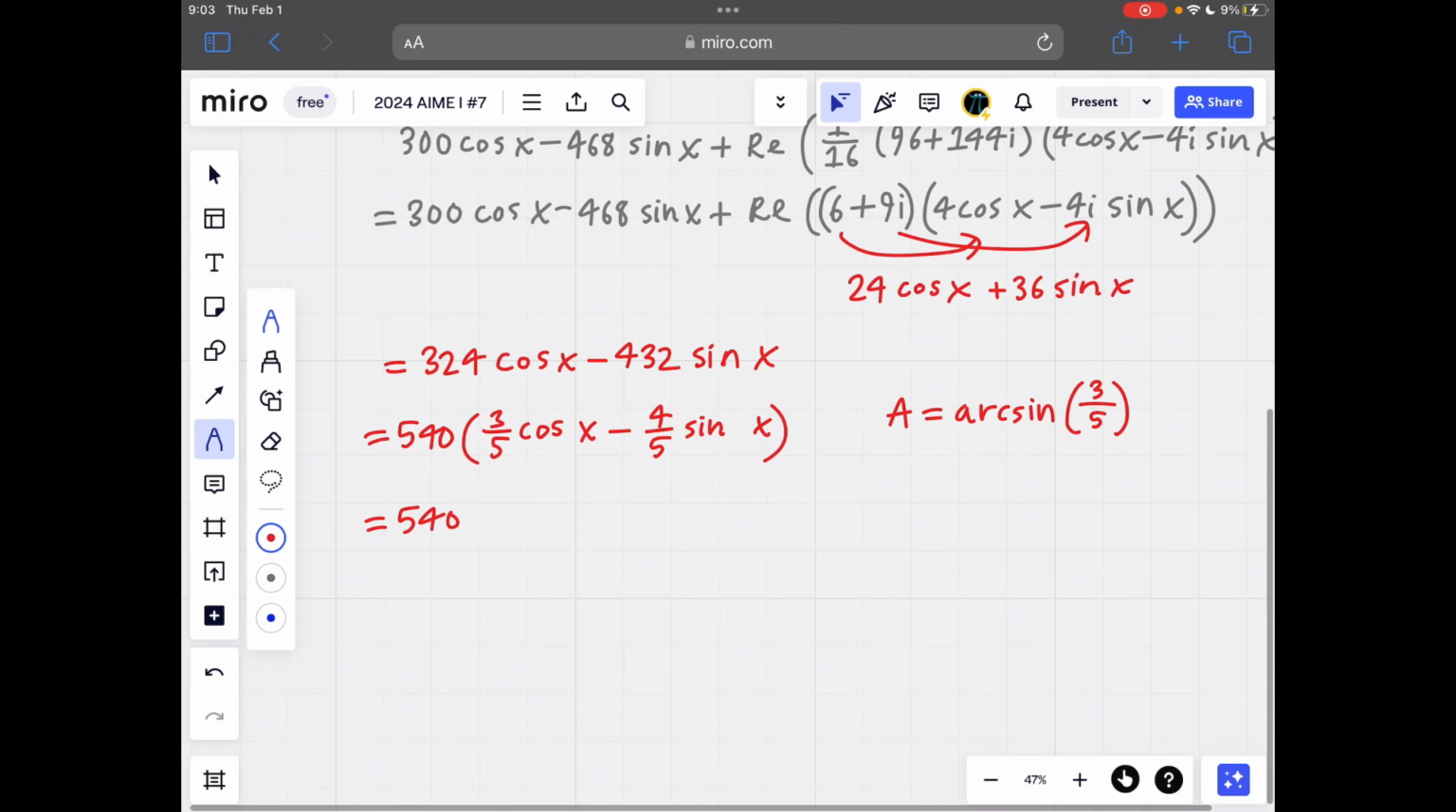And in terms of A, this is just equal to 540 times (sin A cos x minus cos A sin x). But this is just 540 sin(A - x). The maximum value of sine is 1, and therefore the maximum possible value of this expression is equal to 540.